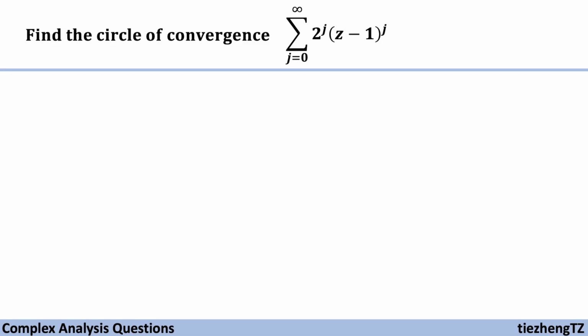This question is to find the circle of convergence of this given series form. From the textbook, we already learned the general procedure to find the circle of convergence of a given function. First, we need to use the function within the sum. In this case, it is 2 to the power of j times (z minus 1) to the power of j.